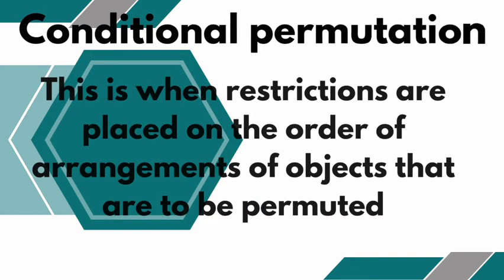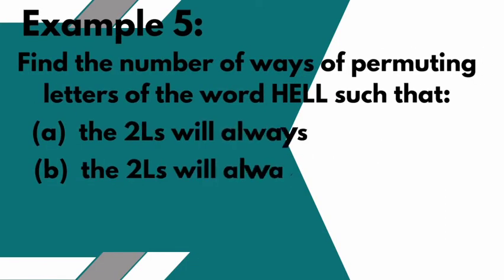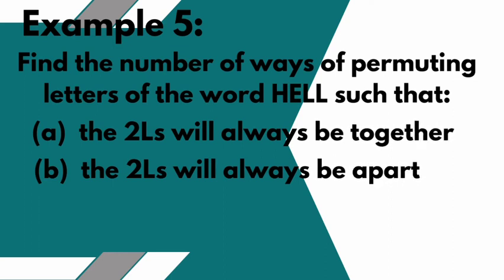The last part is conditional permutation. This is when restrictions are placed on the order of arrangement of the objects that are to be permuted. Example 5. Find the number of ways of permuting the letters of the word HELL such that A, the two L's will always be together and B, the two L's will always be apart.